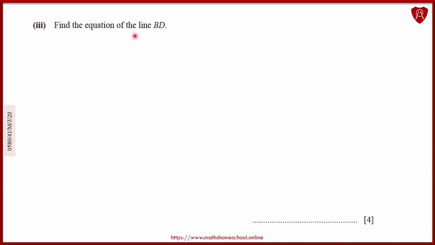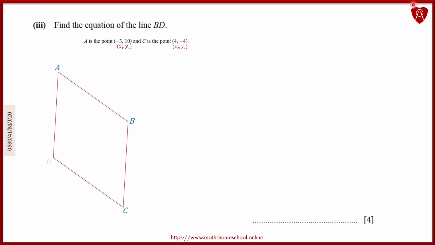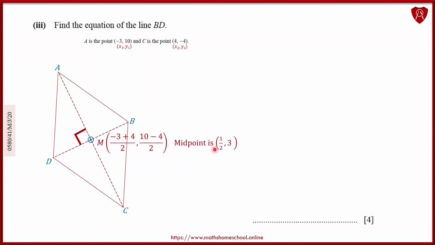Find the equation of the line BD. To help our visualization, let's sketch our rhombus. We need to remember the diagonals of a rhombus are perpendicular bisectors of each other. That means they cut each other into halves and meet at right angles. The meeting point here, which is the midpoint of both lines, is given by the average of the coordinates of the 2 points. The average of the x coordinates, x1 plus x2 divided by 2, y1 plus y2 divided by 2. This gives 1 over 2 and 3.